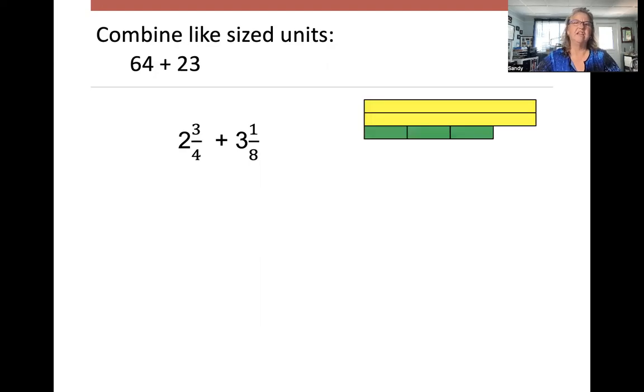Now, this drawing is linked to fraction kits. Your children will probably work with fraction kits when they start working with fractions. This links to a construction paper version that I have.